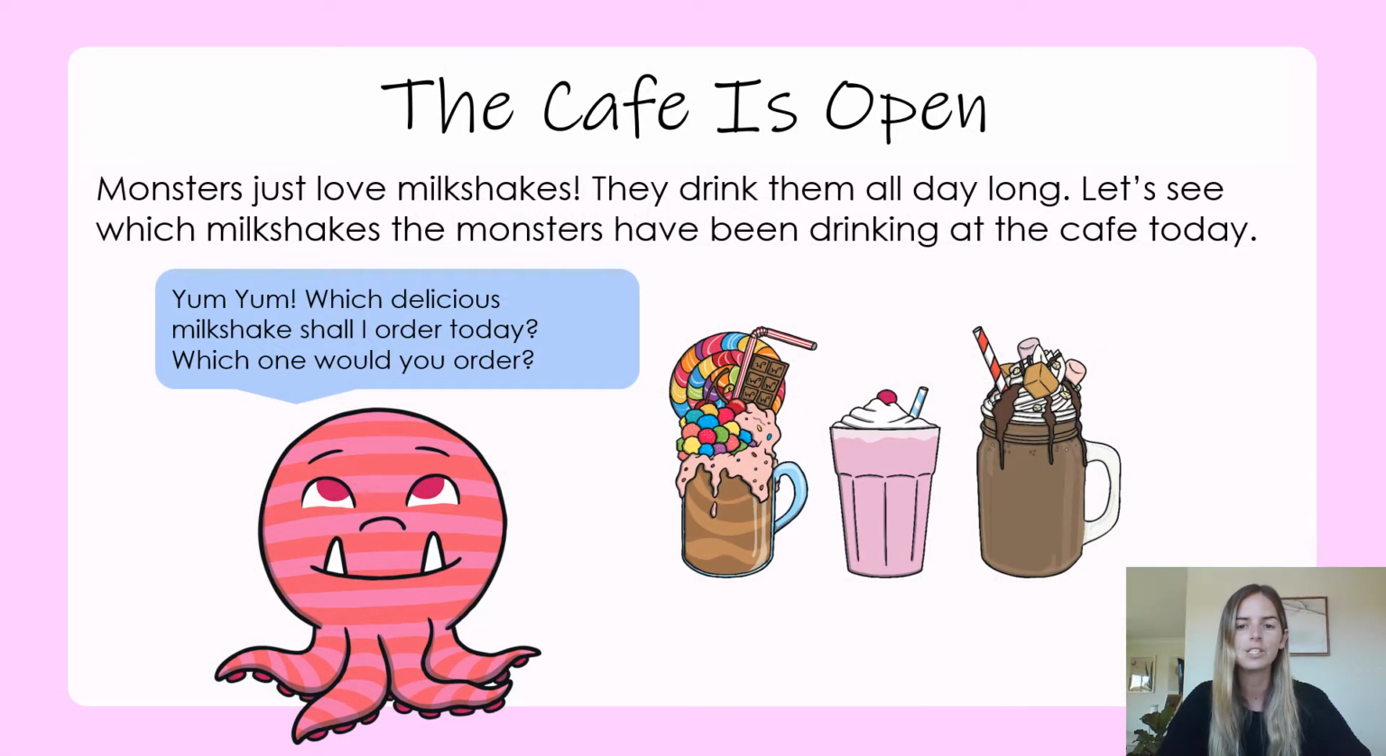So the cafe is open. Monsters just love milkshakes, and I'm sure you do too. They drink them all day long. Let's see which milkshakes the monsters have been drinking at the cafe today. Now, as you can see here, our little octopus is saying, yum, yum, which delicious milkshake shall I order today? Which one would you order? Now, I'm looking at those there, and I think I would have to have this first one. Oh my goodness, that looks delicious.